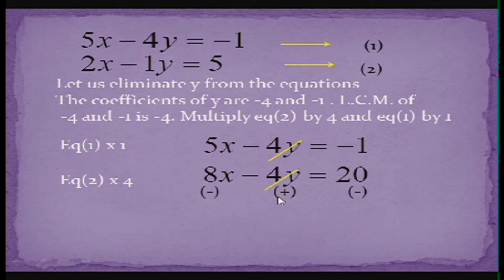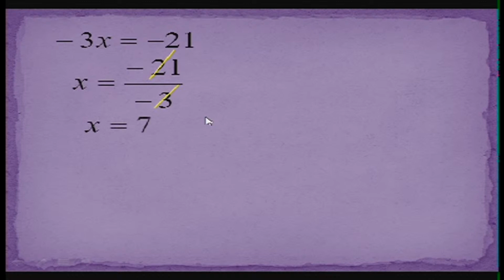So, what are the terms left for us? 5x minus 8x, which gives me minus 3x, and minus 1 minus 20, which gives me minus 21. So, minus 3x is equal to minus 21. I get my x value as minus 21 by minus 3, and you know 21 is a multiple of 3. We get x value as 7.